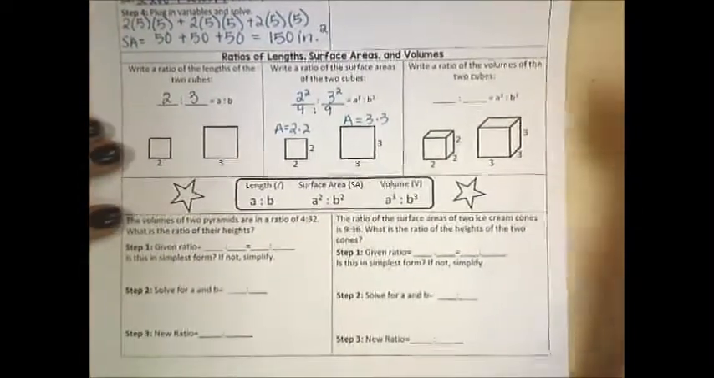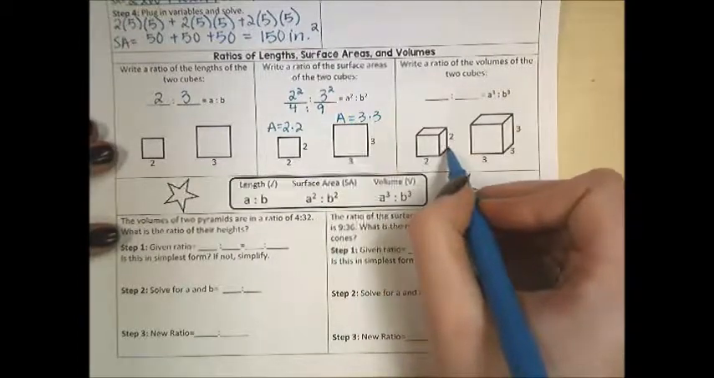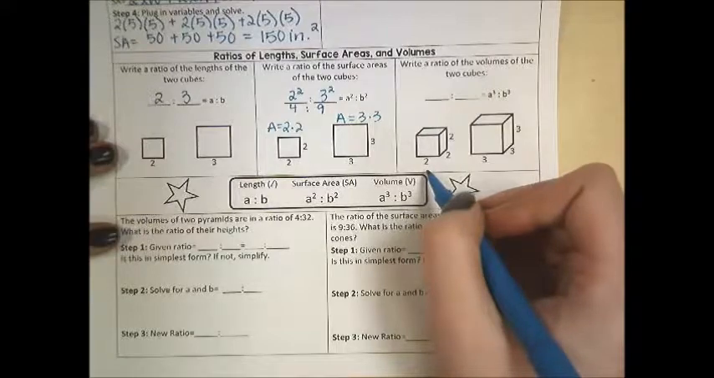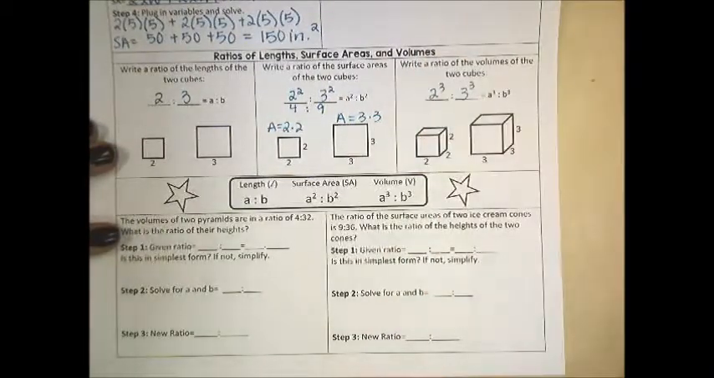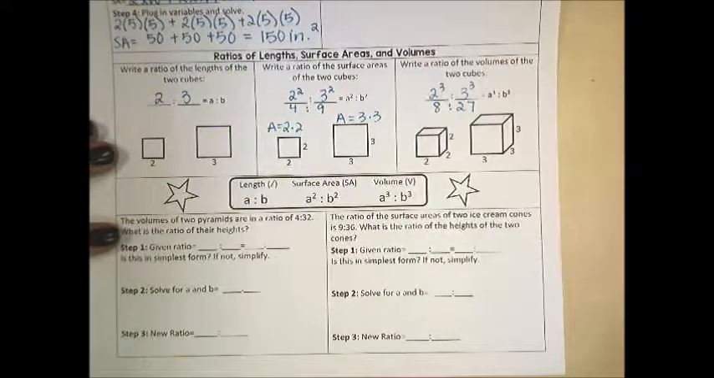And then since we square for areas, if you haven't guessed it, we're going to cube for volumes, since volume is talking about 3 dimensions and the inside of a shape. So it would be 2 cubed to 3 cubed. And when you type those in your calculator, you get 8 to 27.